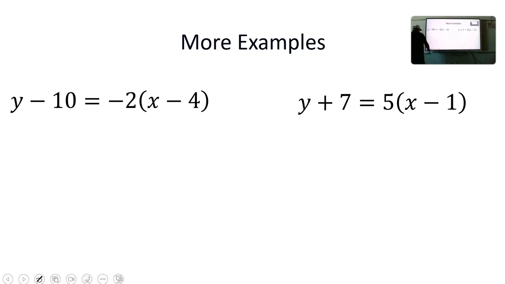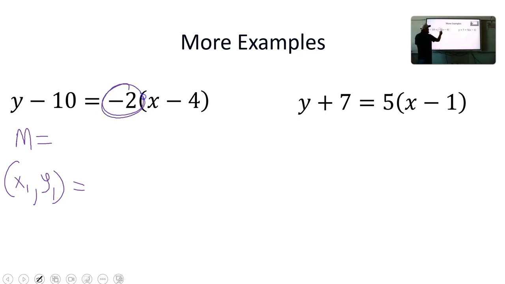Okay, so let's go through the whole thing. Let's find our slope and let's find our coordinate. First off, the slope. What number is sitting in front of my parentheses? Right here, -2. So my slope is -2, which means down 2, right 1.